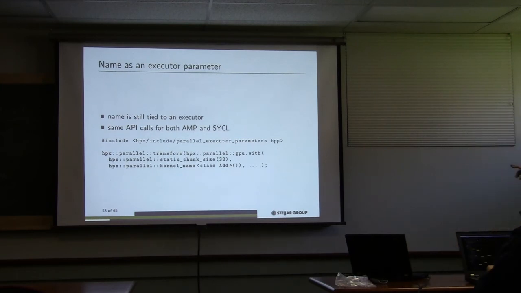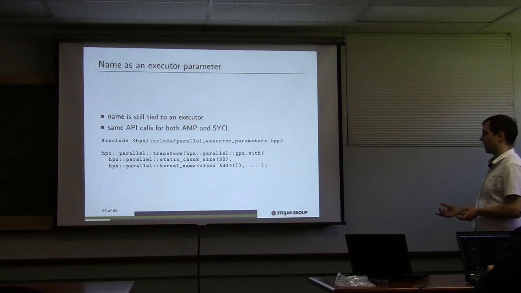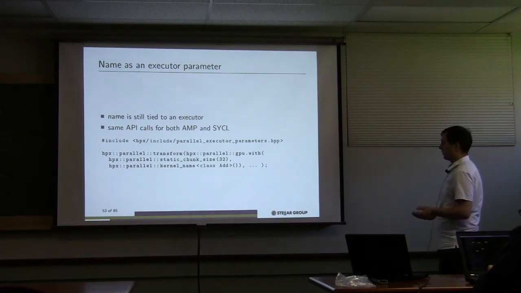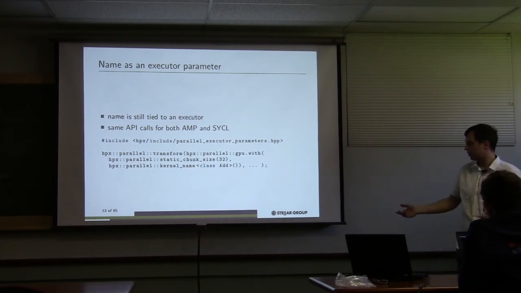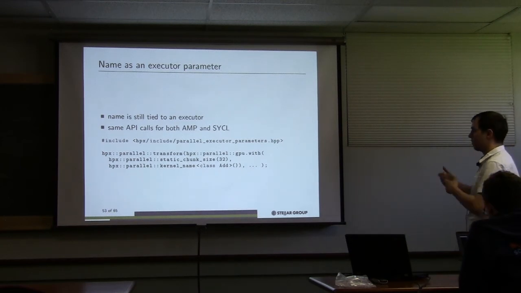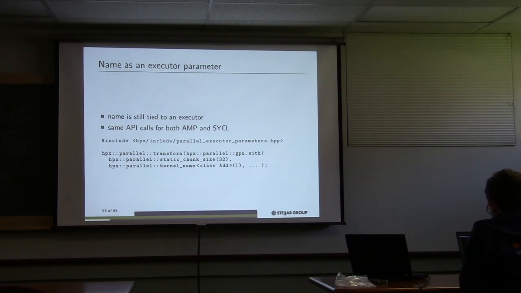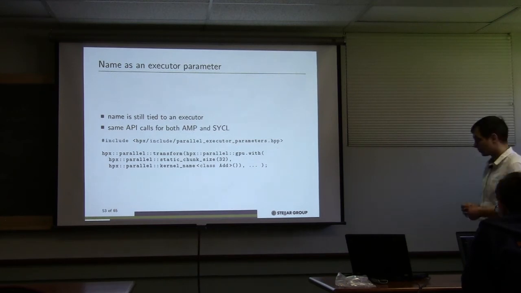So what have we done? We have created two approaches to that problem. One of them, instead of a named execution policy, which from the semantics doesn't make any sense, we use the kernel name as an executor parameter. So again, as I showed you before, use the with method to add an additional parameter, a kernel name. Then it will be forwarded up to the executor, and the executor can decide. If it's a parallel executor, it will not use that name. If it's a SYCL executor, it will use that name.